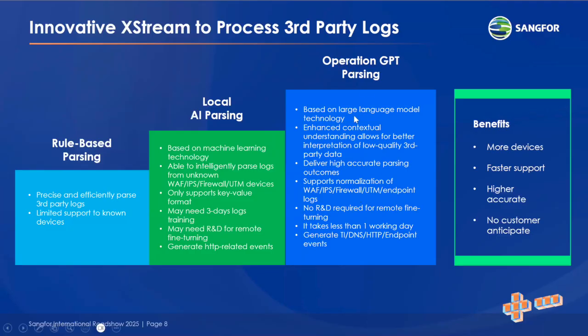And also, because we also provide a SaaS XDR, we also build our own AI engine. So our R&D team and security experts in the laboratory will try to build our own Operation GPT. What is Operation GPT? It's an AI-based technology, which means we collect a lot of telemetry and we train on it. And we distribute our AI engine to our XDR.